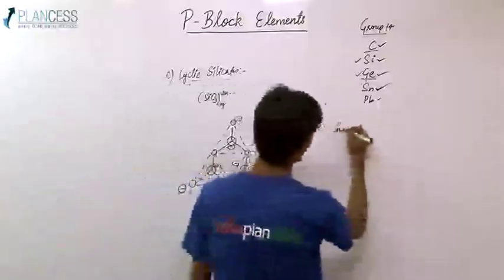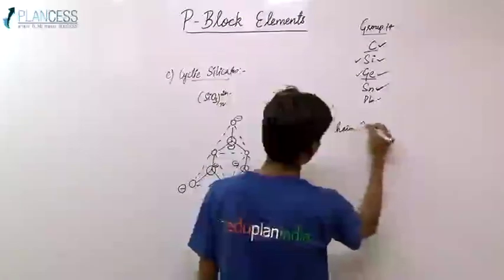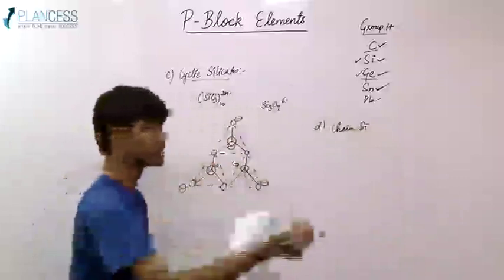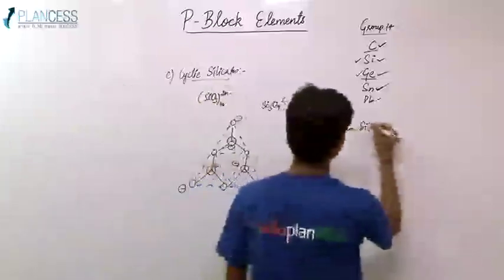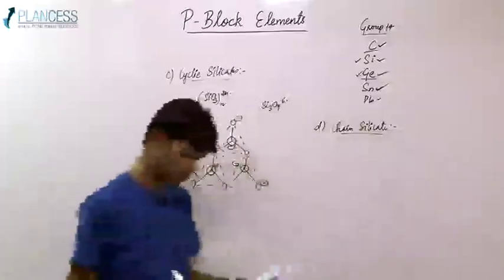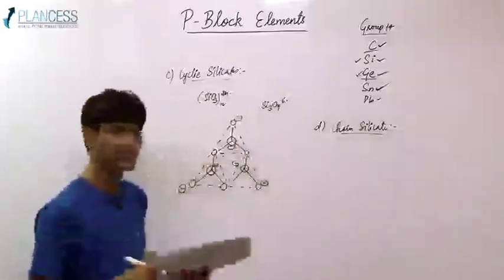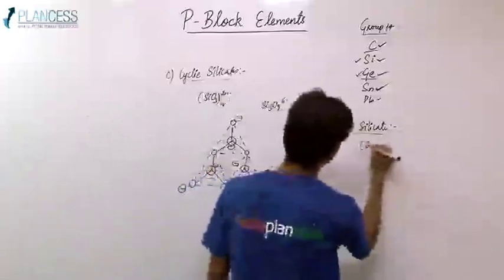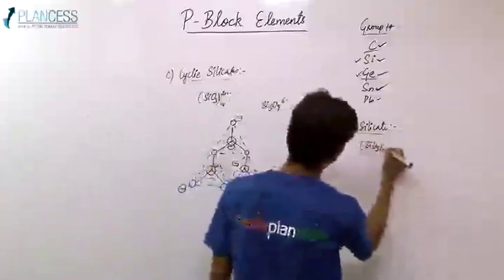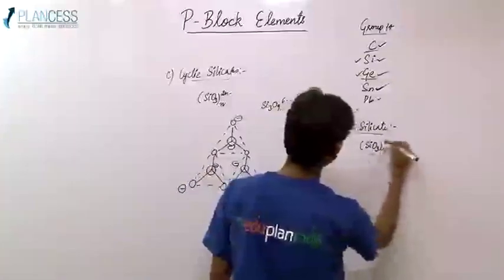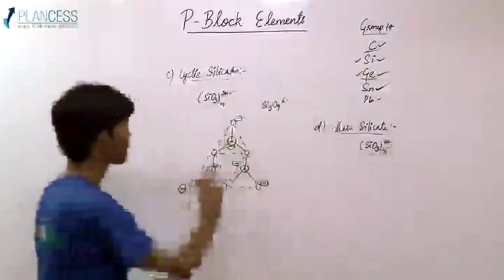Now chain silicates are again of 2 types. One is the single chain silicate, and the other is the double chain silicate or cross-linked silicate. So we're talking about the chain silicate. First I am going to talk about the simple chain silicate. Simple chain silicate also has the same formula, with only 2 oxygens shared, so SiO3 2n minus is the same formula in this case also.